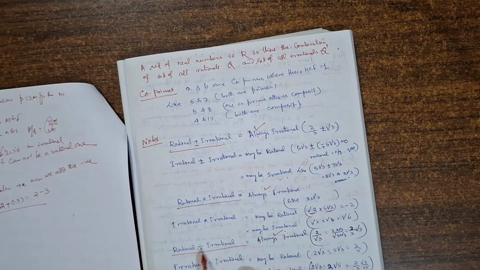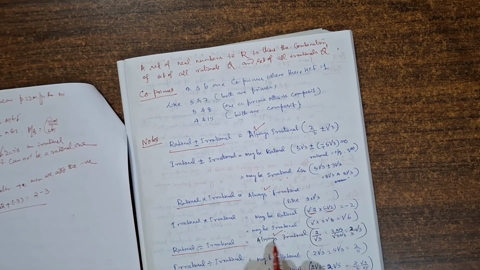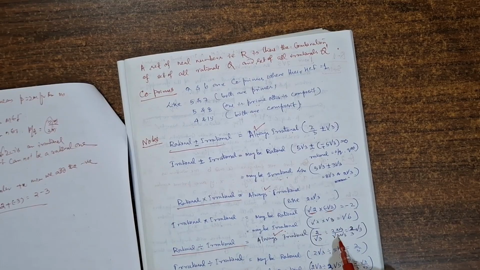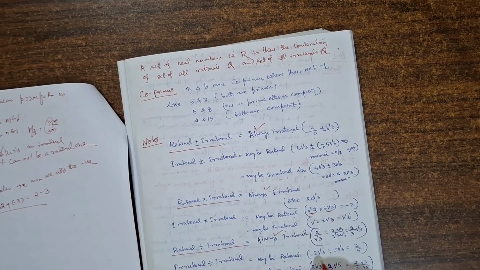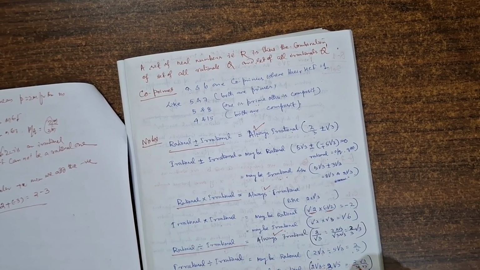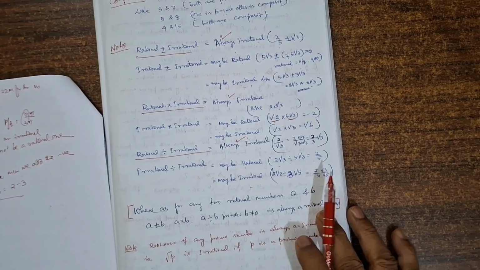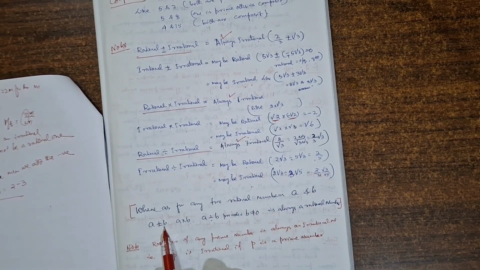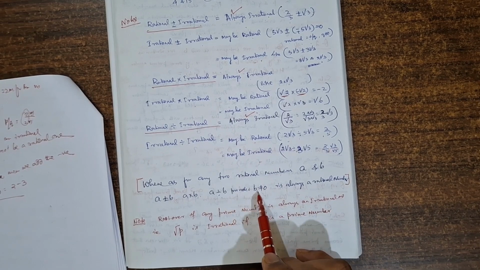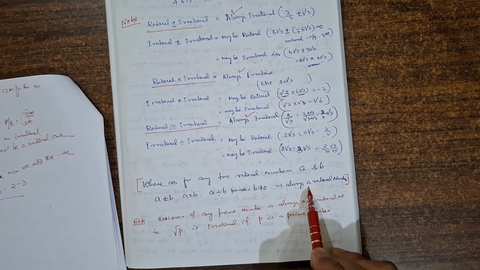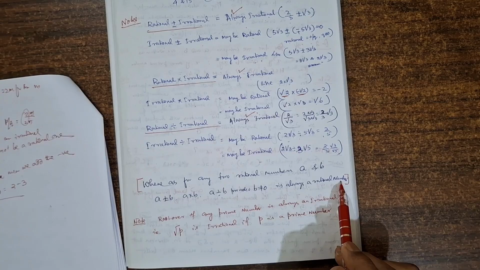Similarly, rational divided by irrational is always irrational. In whatever way you divide, it is always an irrational number. But irrational divided by irrational may be rational or may be irrational. The examples are clear here. Whereas for any two rational numbers a and b, a plus minus b, a into b, a divided by b, provided b is not equal to 0, is always a rational number.